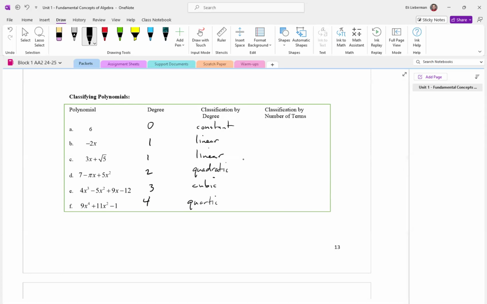Okay, by number of terms, any idea what A is? It has one term, so it's called a monomial. Normally we use two words to put these together. We would say a constant monomial. So B, is it really only one term? Yeah, it's a cluster of multiplication. That's a monomial. C, do you know what that is? Binomial.